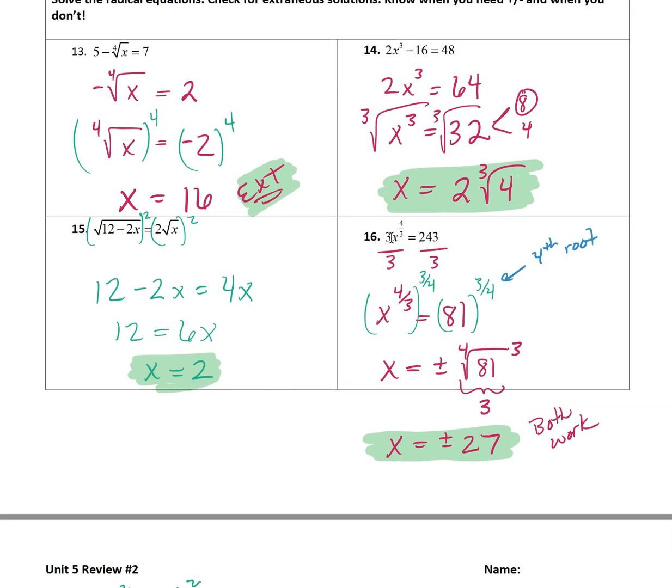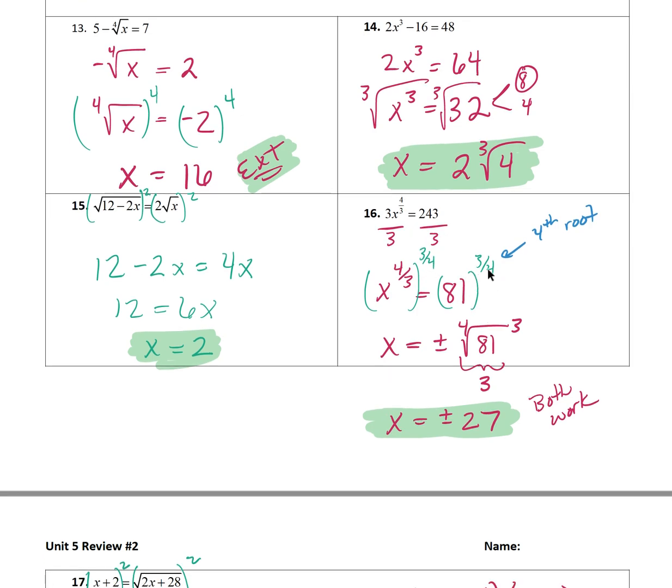Here we're going to divide by 3 first, and then we're going to take both sides to the 3/4 power. Remember, it's always the reciprocal. If this is 4/3, we're going to raise both sides to the 3/4. And if we're doing 81 to the 3/4, we always do the root first. 81 to the fourth root is 3. 3 cubed is 27. And we do get plus or minus.